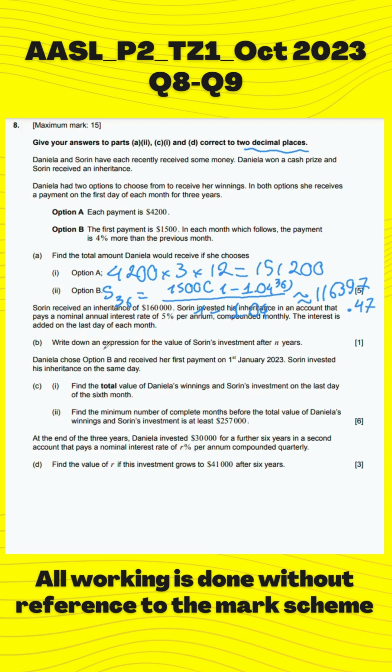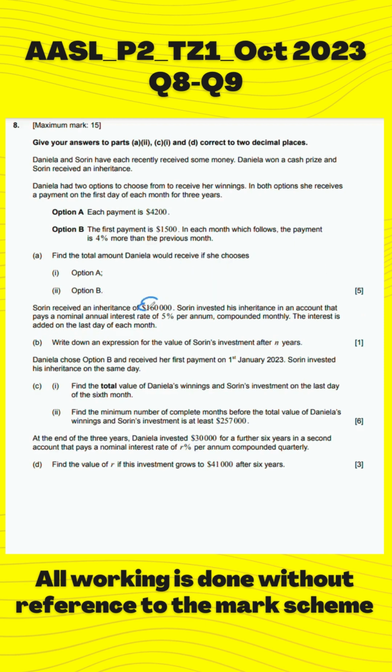Okay, B, write the expression for the value after n years. So the initial value is 160,000. The interest is 5% and compounded monthly. So the initial value multiplied by 1 plus 5 divided by 100 multiplied by 12, because compounded monthly, to the power 12n, and this n is in years.